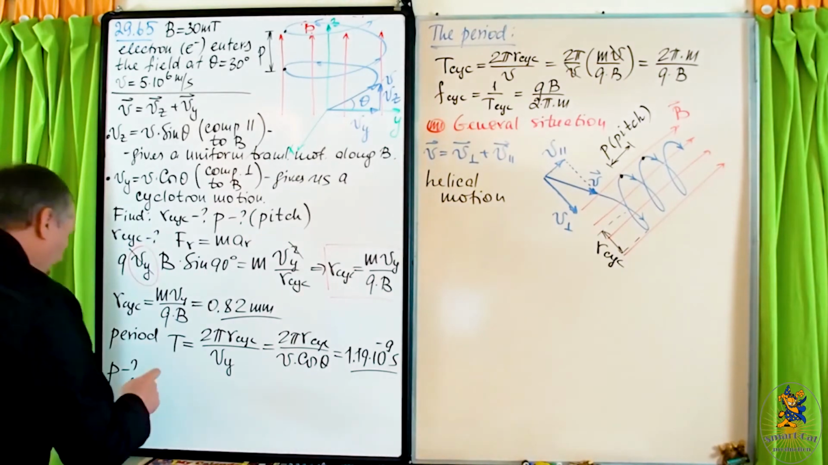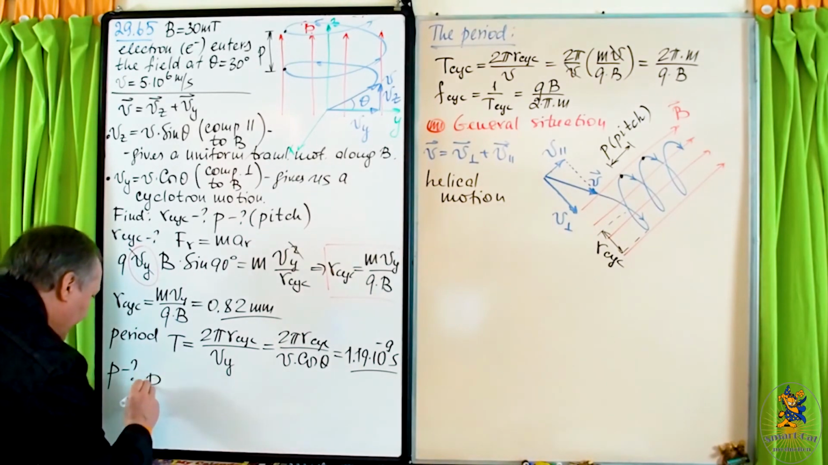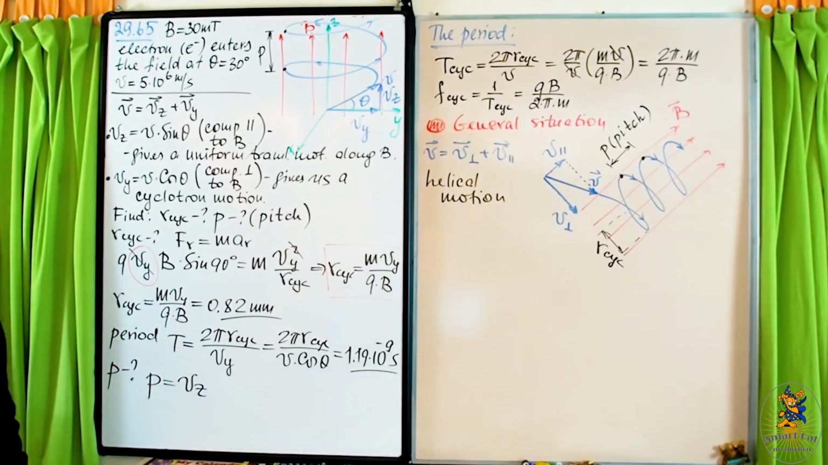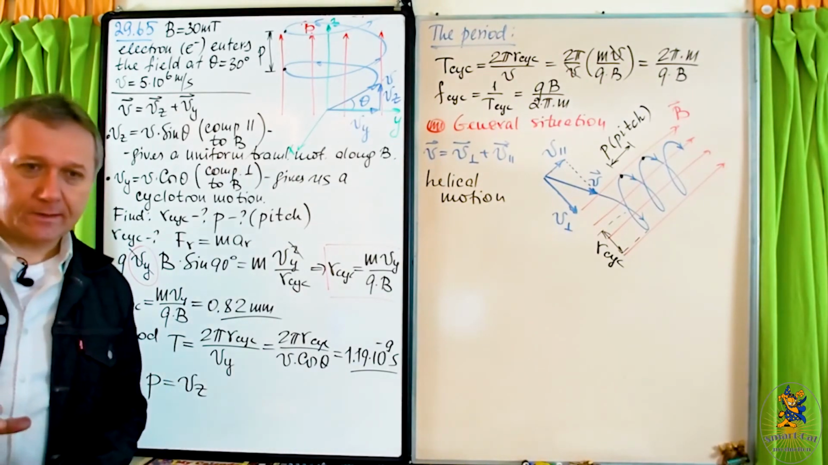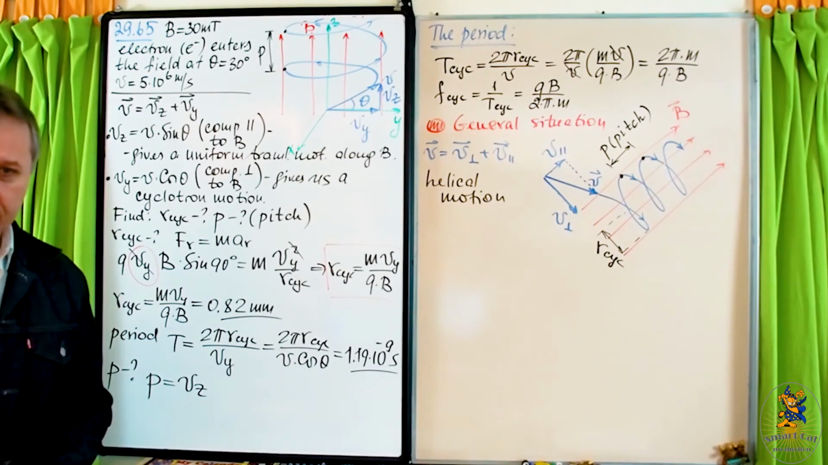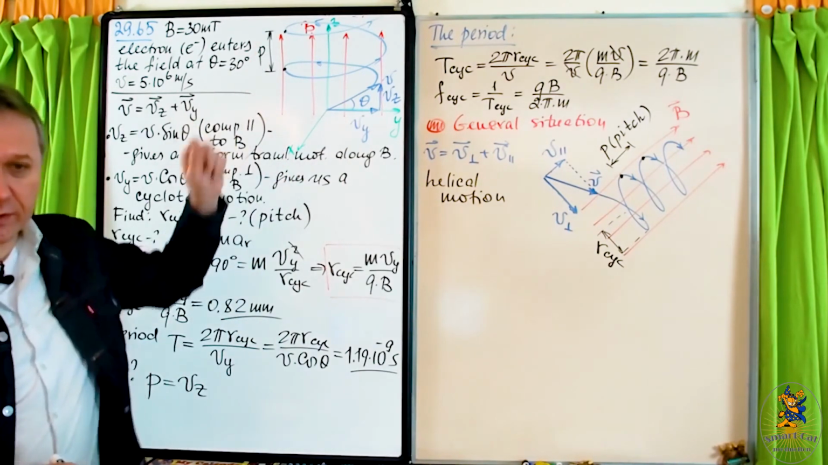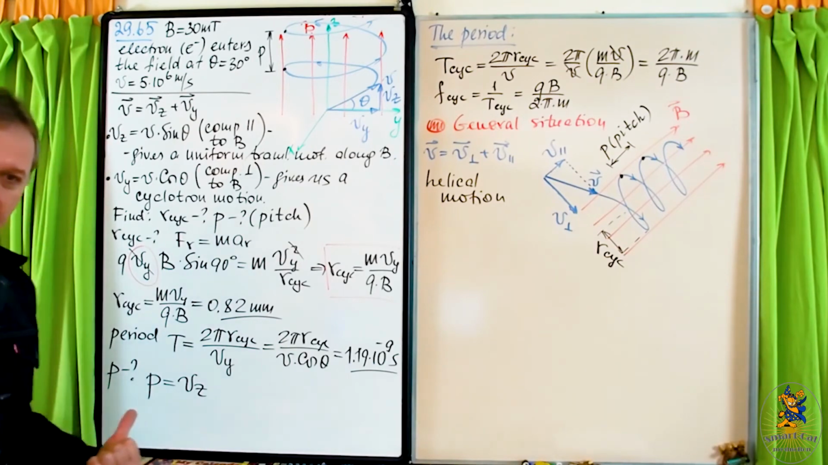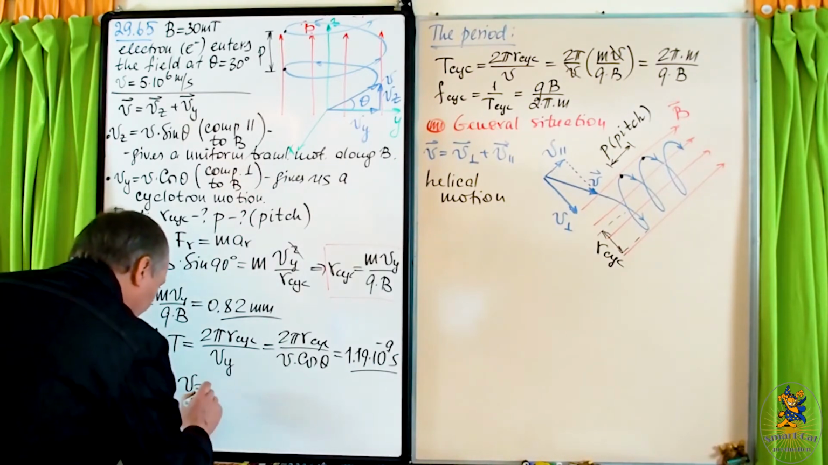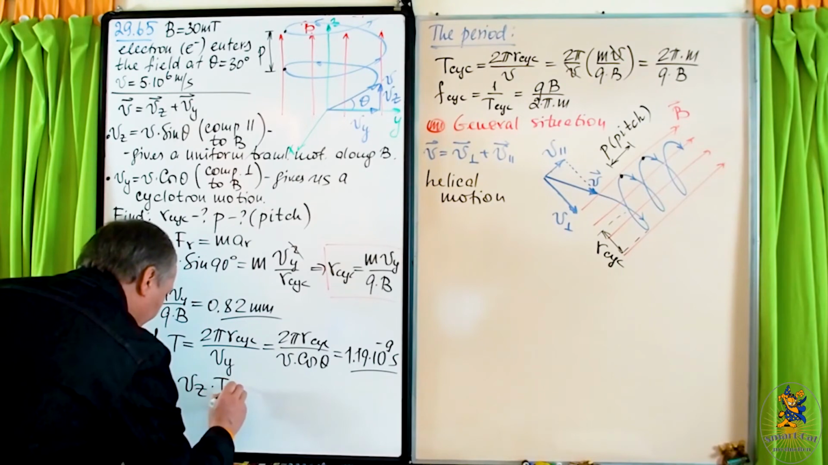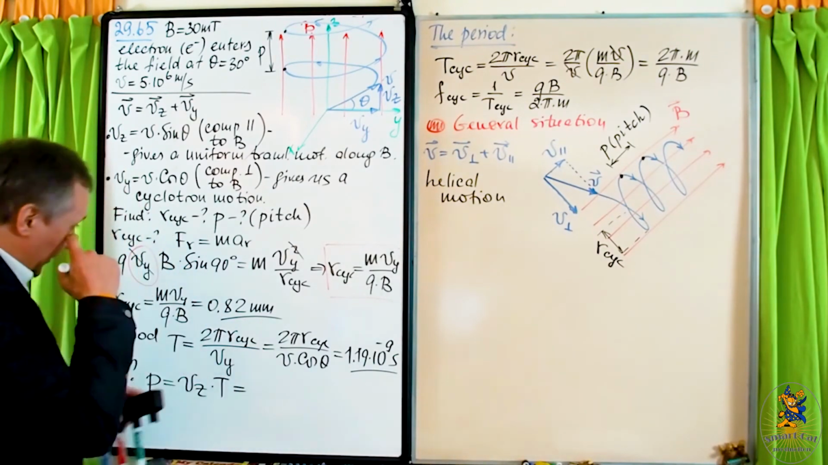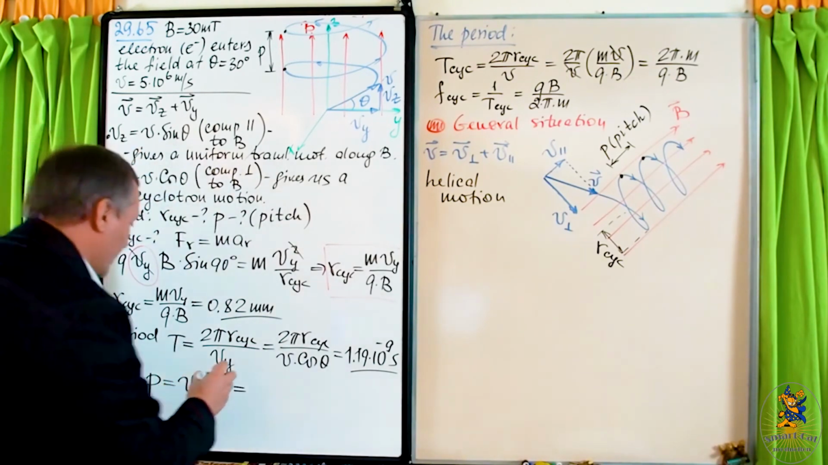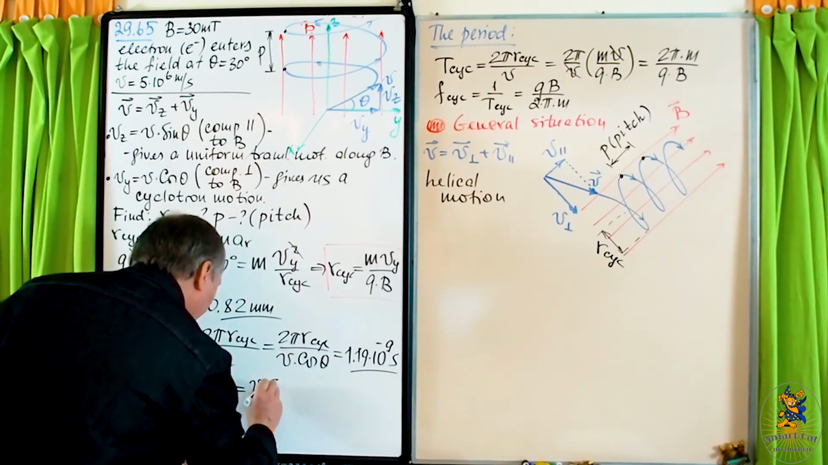Okay, so now we can write, P equals, again, V sub z. It's another place for tons of mistakes using the proper velocities. We're talking about motion in the z direction along magnetic field lines. You have to use this velocity V sub z, times the period we just found, right? So the period is there. The z component is v sine theta. So everything is given basically.